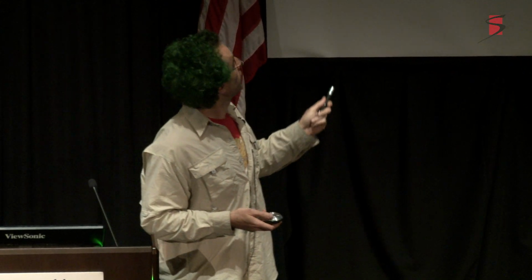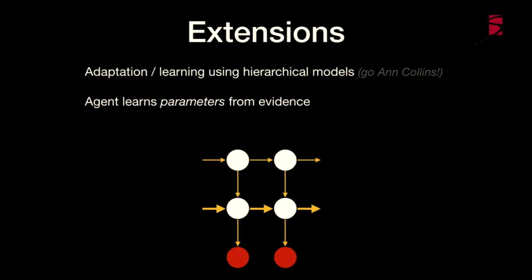We can also extend it to include some more things, like I think what Anne is going to talk about later, using hierarchical models. So you might have a model where the rates change of finding food, let's say. And we can learn those parameters from the same evidence.